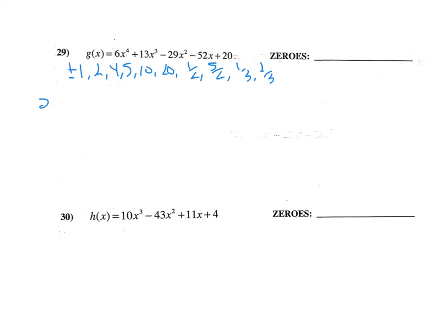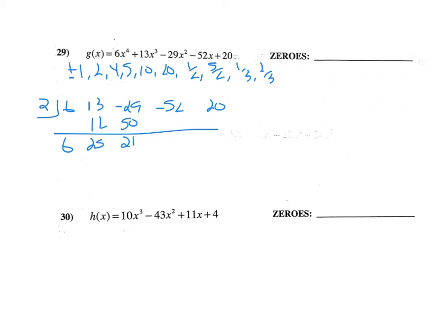Okay, this one looks like 2 works. So I'm going to try the 2. Go 6, 13, negative 29, negative 52, and 20. Bring down the 6, multiply, add, multiply, add, multiply, add, multiply, boom. Okay, now I have four numbers. Because I have four numbers left down here, I cannot factor that yet.